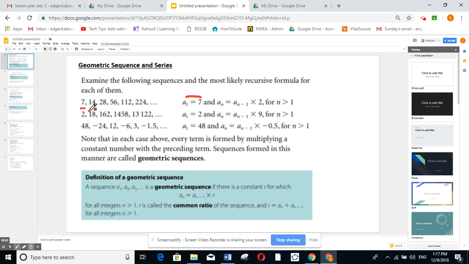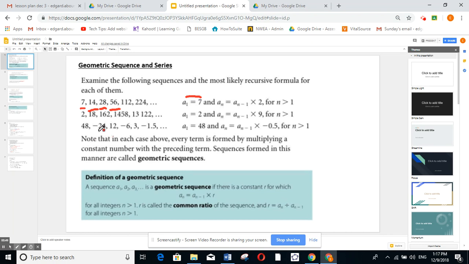Here I'm multiplying by 9. So when you multiply by a number bigger than 1, the numbers are increasing. Here I'm multiplying by 9. The first term is 2, and any term equals the term before times 9.